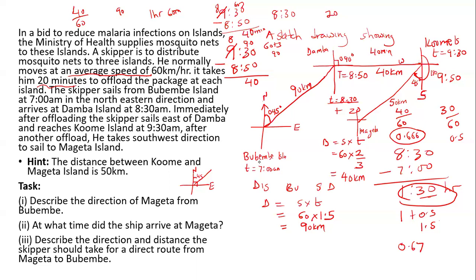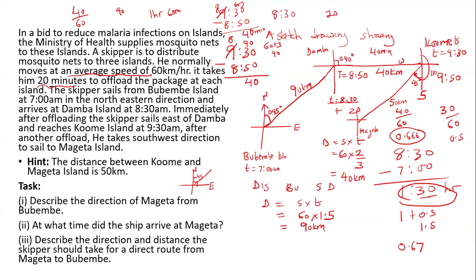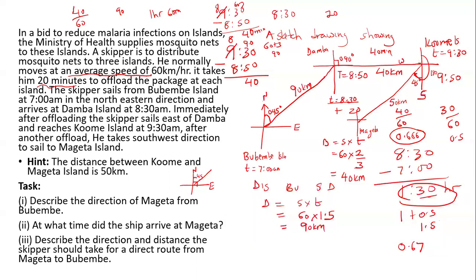Then I saw RSA. RSA, you had a question. RSA, unmute. Sir, I've not understood the distance of Mageta from Koome. Oh, it is here. Like how to get it. I think the hint, it was given in the hint. Okay, thank you. Okay. Now we are drawing.